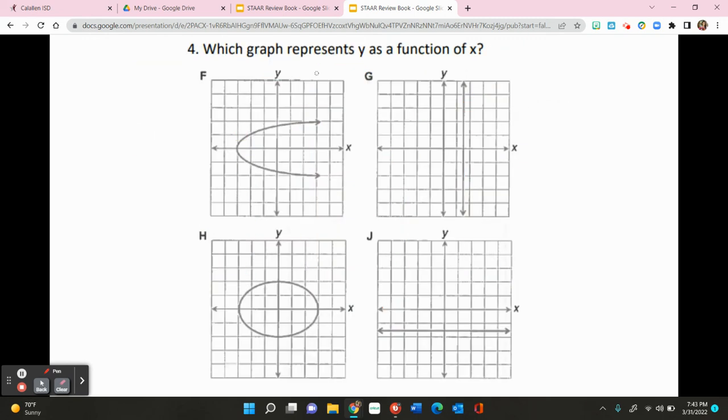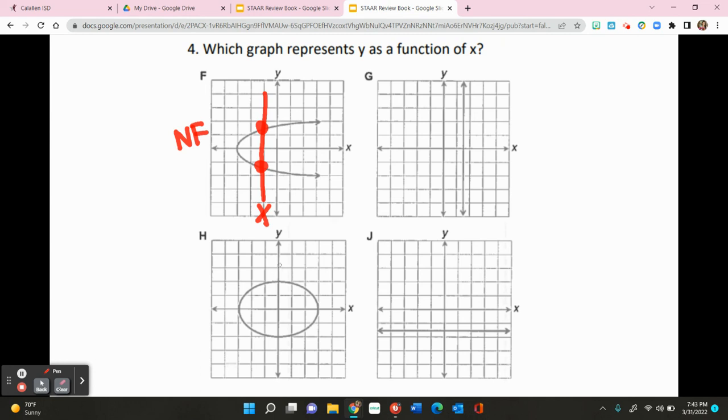Lastly, let's go ahead and look at graphs. So remember, for graphs, to determine if it is a function or not a function, you are going to have to perform the vertical line test. So for number 4, it says which graph represents y as a function of x. So we are looking for the one that is a function. So looking at F, I'm going to go ahead and start off by performing the vertical line test. When I draw my very first line, I see that it fails the vertical line test because it passes through the graph 2 times. So this is not a function.